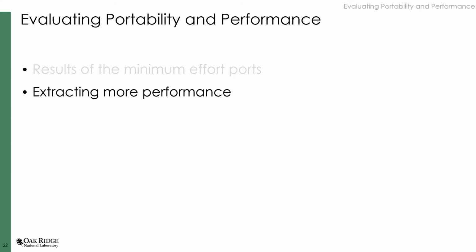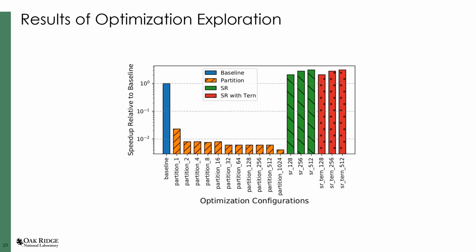In the coming section, we will focus on exploring the effects of partitioning the array cyclically, as well as sizing the shift register and the kernel such that one can be inferred by the Xilinx hardware compiler. This figure shows the results of the aforementioned optimization exploration. Performance, again, is measured relative to the performance of the baseline implementation. The x-axis shows the different configurations of optimizations that were evaluated in order to extract more performance.